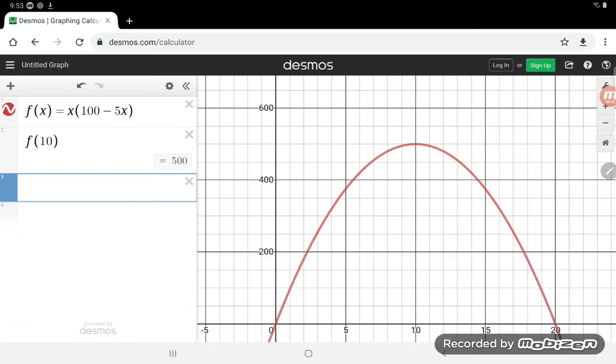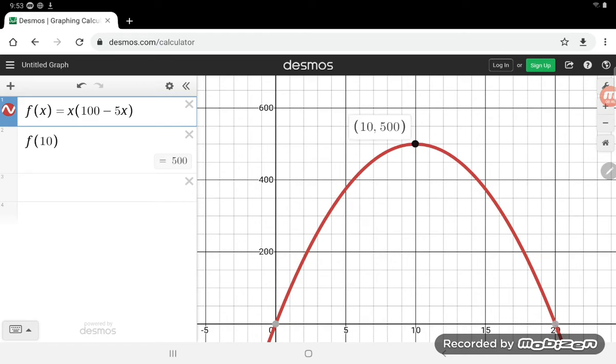But I can also get it just by tapping on that a couple of times with my mouse. And so we see the most we could make is $500. If I didn't charge anything down here, well, I wouldn't make any money. Even though 100 people would show up, I wouldn't make any money. And if I charged $20, I wouldn't have anybody show up at that point, because 100 minus 5 times 20 is 0. So my number would be 0.